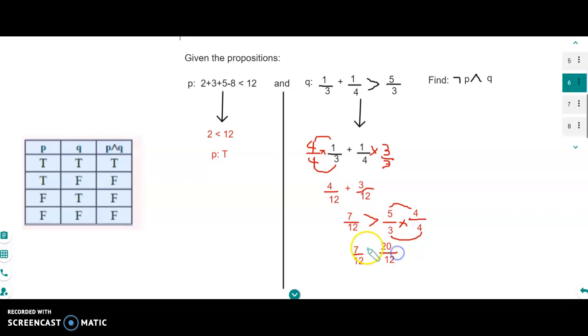Okay, guys, so now here we have the greater than sign, and we're going to find out if this is greater than this, okay? In the next video, I will show you how we can compare this and how we can find the last answer, the denial of P and Q, all right?